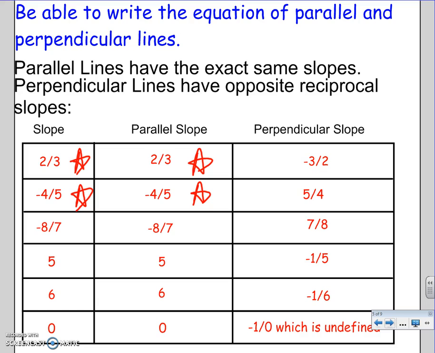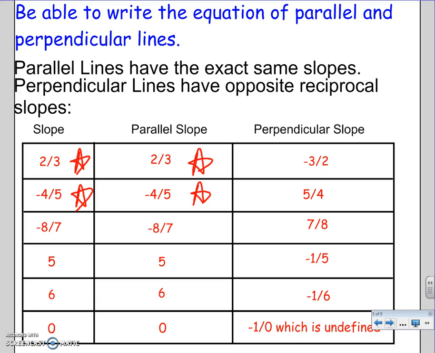Perpendicular, however, have opposite reciprocal slopes. Remember, opposite reciprocal? Opposite means change the sign. If it's positive, turn it to negative. If it's negative, turn it to positive. And then reciprocal just means flipping the fraction. So my first one, if the slope is 2/3, I change the sign. Now it's negative, and I flip the fraction, 3/2.